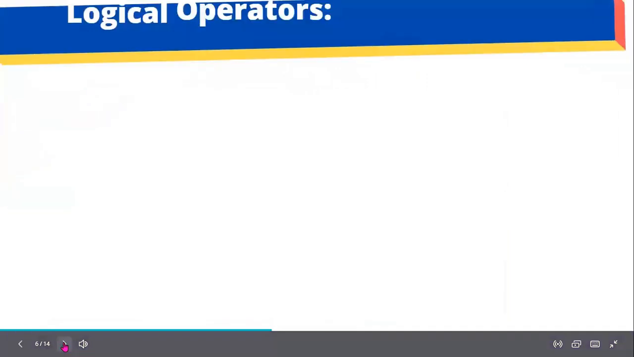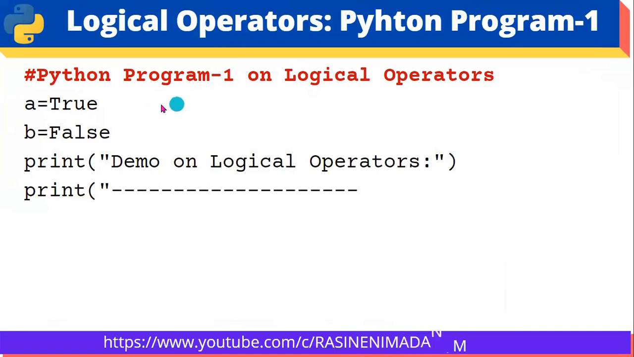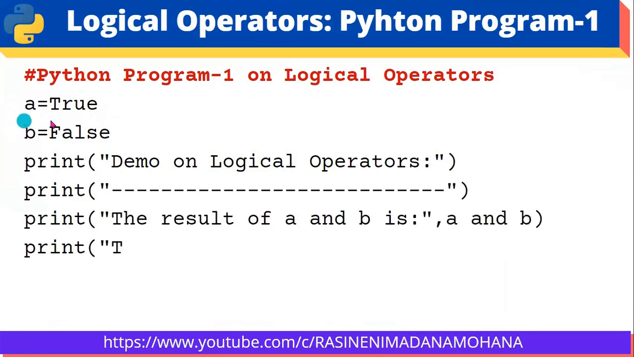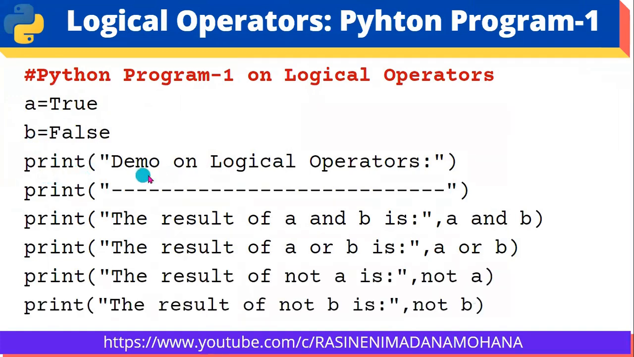Now let us see the Python example program for demonstrating logical operators. The same example we explained. Here A equal to true, B equal to false. Then we print the heading, demo on logical operators. The first operator we use is the result of A and B using the and operator. Here we are using the direct expression A and B. In place of the expression, you can store the entire value in a new variable and use that variable here instead. Either one you can use.